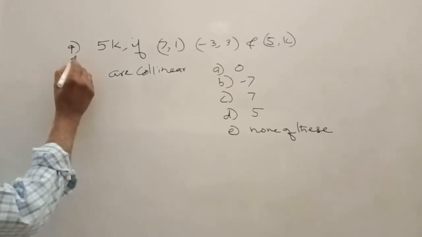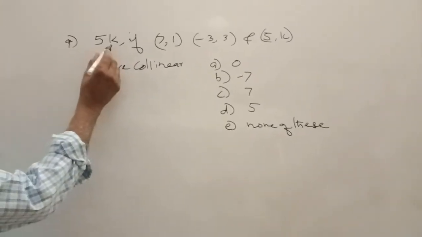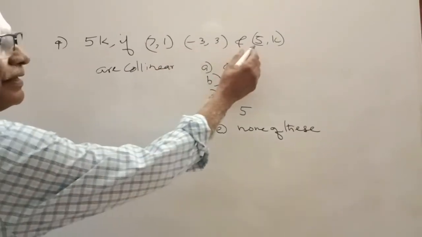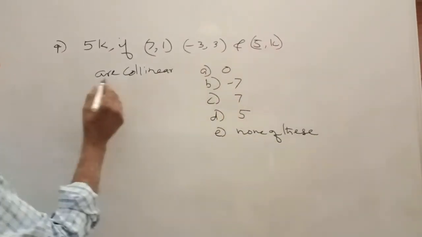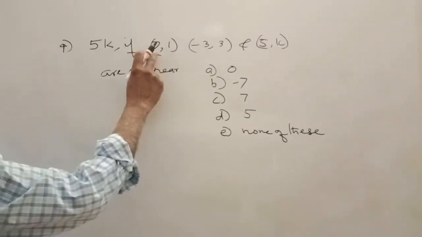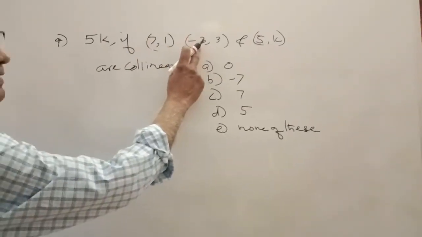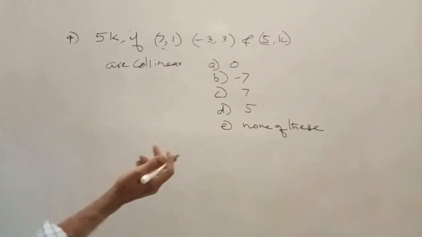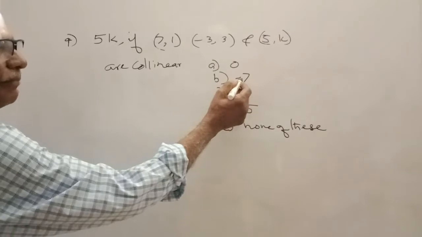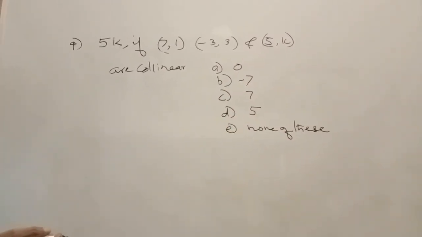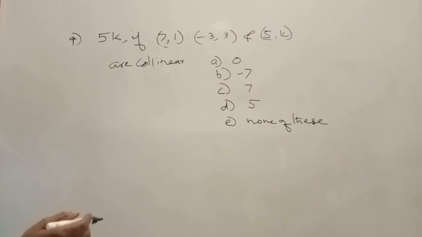Okay. Question number 4. 5k if 7, 1, minus 3, 3, 5k are collinear. So there are 7, 1, minus 3, 3 and then 5k. They are collinear. Choices 0, minus 7, 7, 5, none of this. Now we apply short methods.